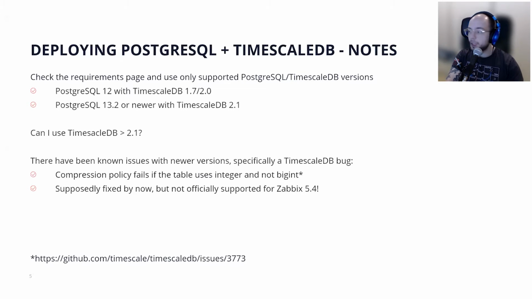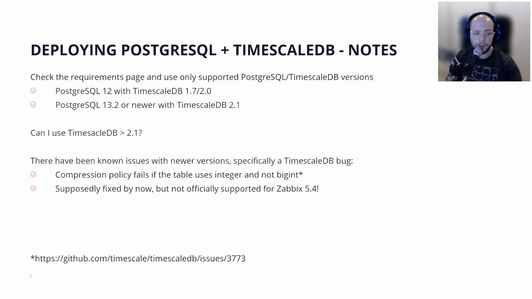Question is, TimescaleDB 2.1, right? Can I use TimescaleDB newer than 2.1? Currently our requirements page still hasn't been updated. We still haven't thoroughly tested newer versions, but if you look at Zabbix bug reports or the GitHub issue that I mentioned, there have been known issues with newer versions of Timescale.